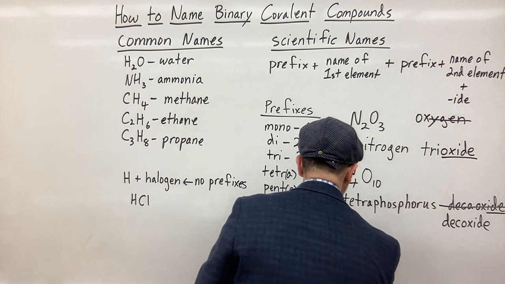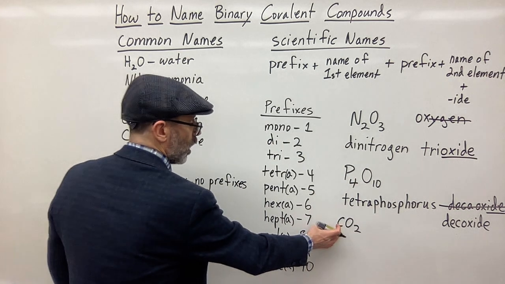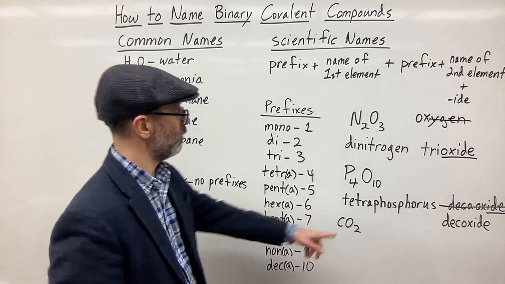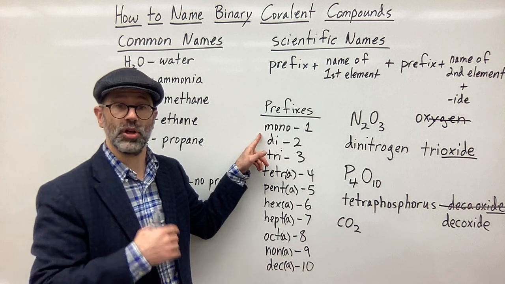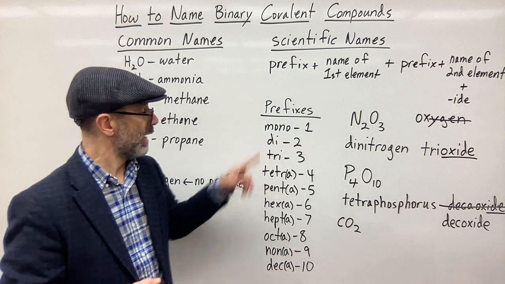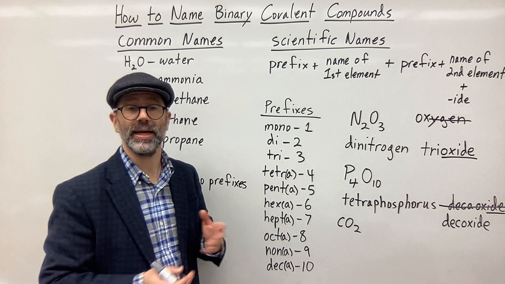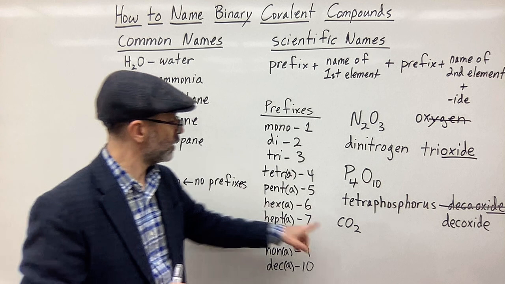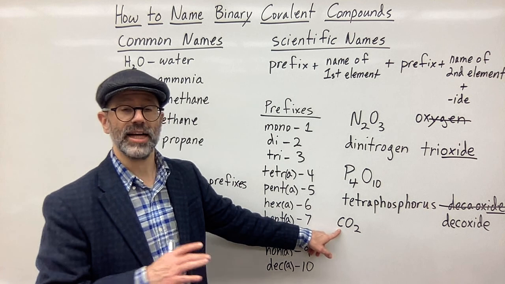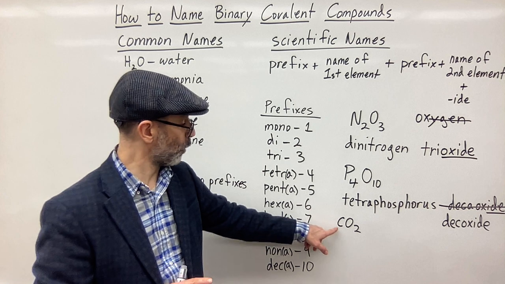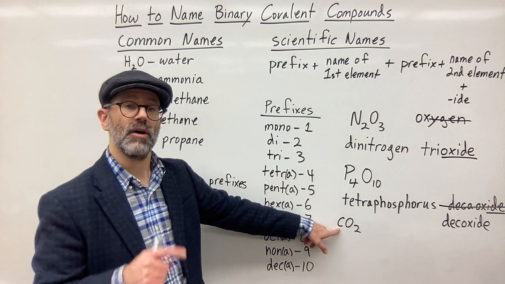So if I do CO2, this would be carbon, and I only have one carbon here, so you might think that I could use the prefix mono. And you would be correct normally, but in this case, we don't use mono for the first one. And don't ask me why. I'm sure it's got historical reasons for it. But for whatever reason, we don't use mono for the first carbon.